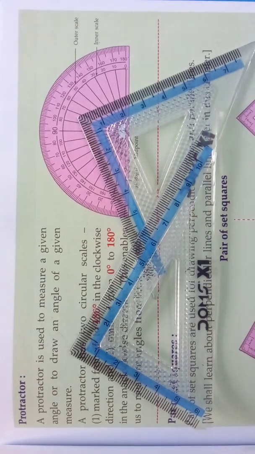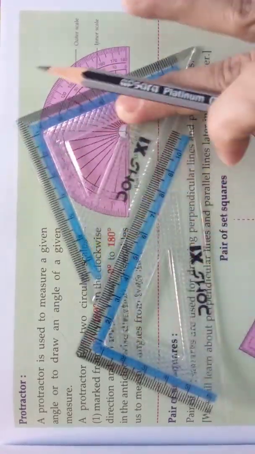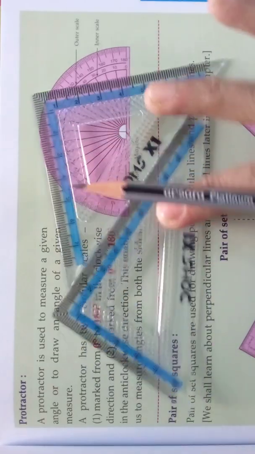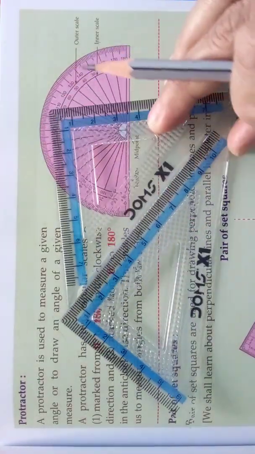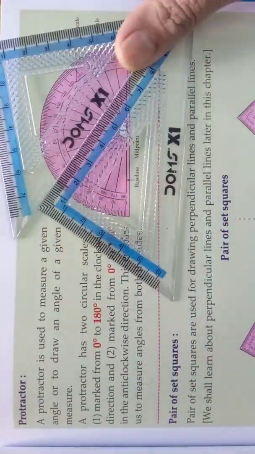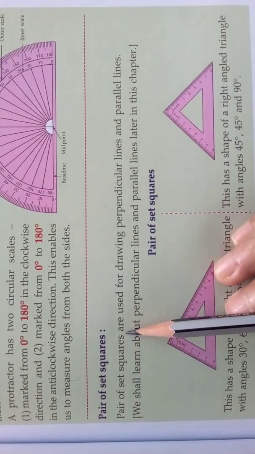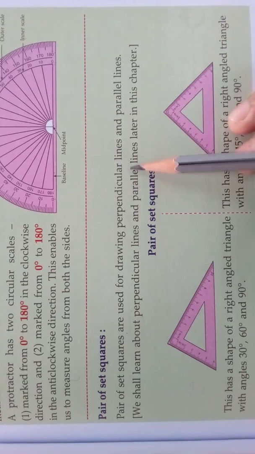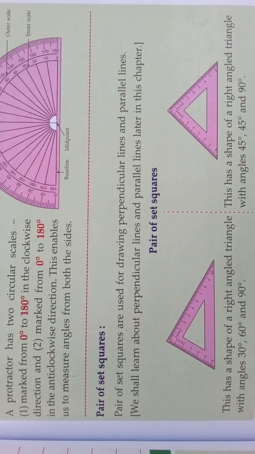And the next instrument is nothing but the set squares. See, a pair of set squares means two set squares; these are all the set squares. Two will be there. A pair of set squares is used for drawing perpendicular lines and parallel lines. So, what is the purpose of these set squares? We use them to draw perpendicular lines and parallel lines.